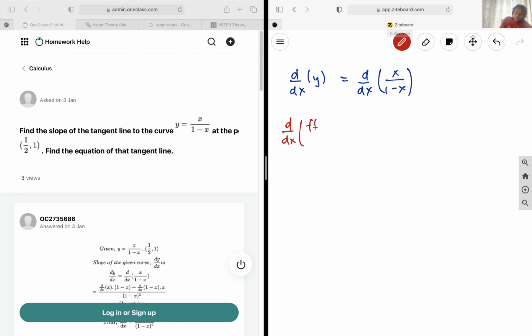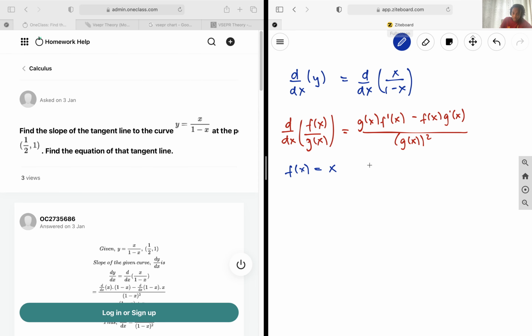So d over dx of f of x over g of x is going to be equal to g of x times the derivative of f of x minus f of x times the derivative of g of x, all over g of x squared. Okay, and so now let's write down what we actually have. We have f of x is going to be equal to x, so the derivative is going to be equal to 1.